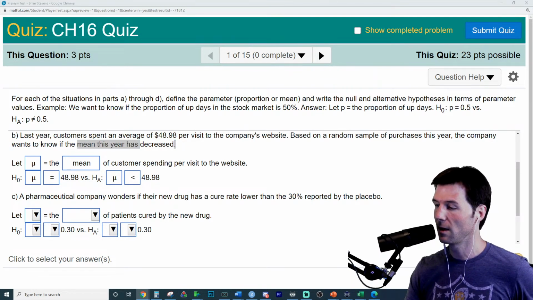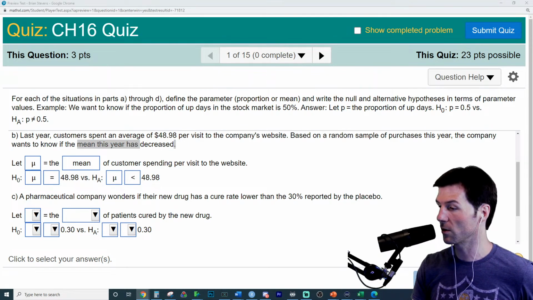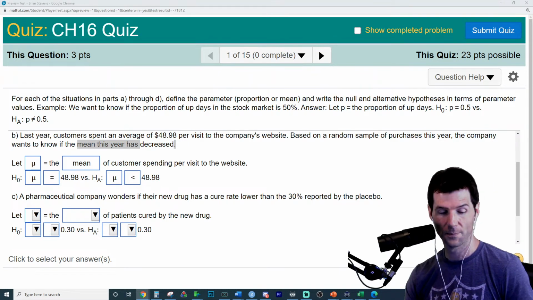Another 20 points in the chat. Yep. And this is just practicing writing the nulls and alternatives with signs, which is a great place to start.